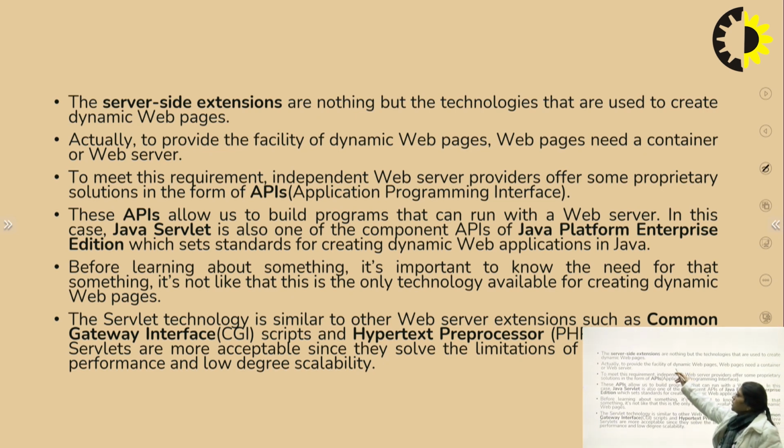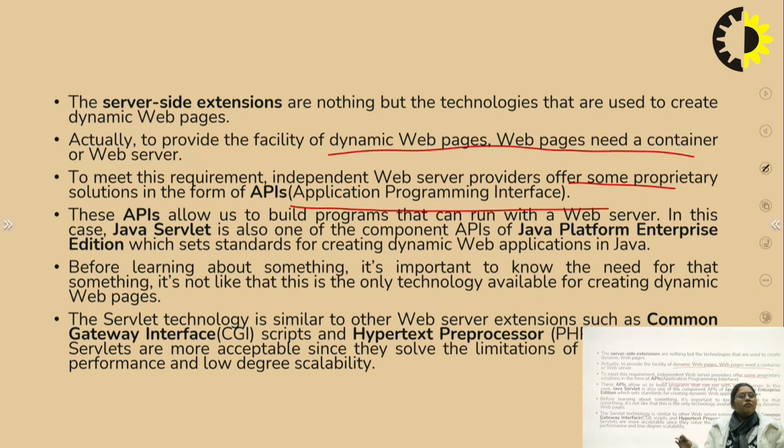To provide the facility of dynamic web pages, a web page needs a container or a web server. So if we want to create a dynamic web page, there is a need for a web server or web container. To meet this requirement, the web server offers solutions in the form of APIs, that is, application programming interfaces, and these APIs allow us to build a program to run on the web server.